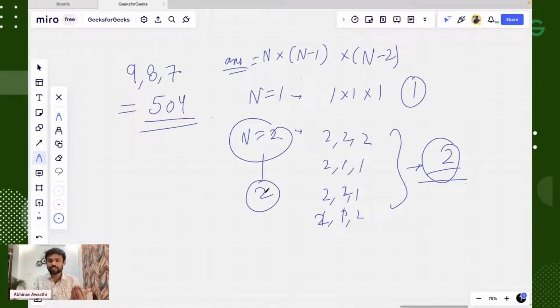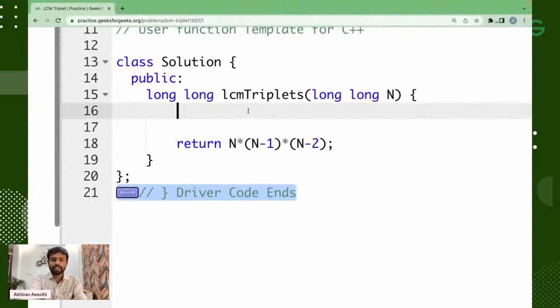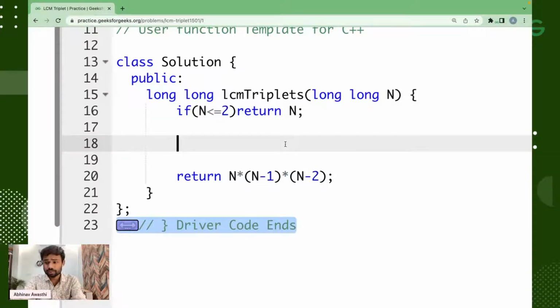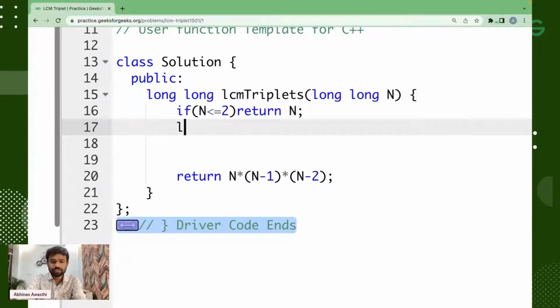Because you can observe this thing, you can try making your cases that for n equal to 2, all the triplets which are formed will give you a maximum LCM of 2 only. And for n equal to 1 also, it will give a maximum LCM of 1. So this is the first base case that we can write, that if n is less than or equal to 2, return 2. Oh, not 2, return n. So means if n is 1, return 1. If n is 2, return 2. This is the very basic case that we will do. Now what we can do? We can have an answer here. So let's have a long answer in which we will store the answer.